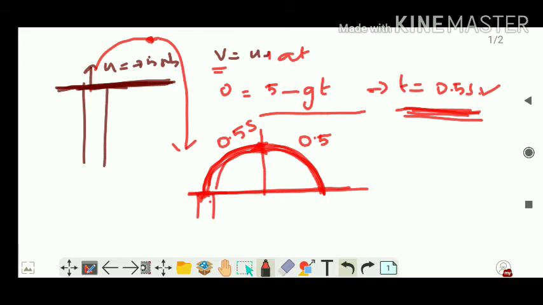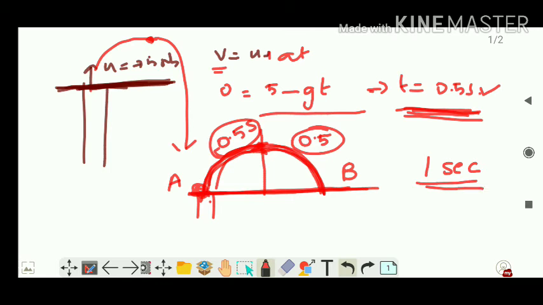So this is the mean position. If this is 0.5 seconds, this is also 0.5 seconds. So from this point, let's say A, to this point B, what is the time period taken? 1 second. So the time when the stone will pass from its mean position is 1 second. Clear? Easy. Now this entire process could have been solved by a very simple method for the second part of the question.